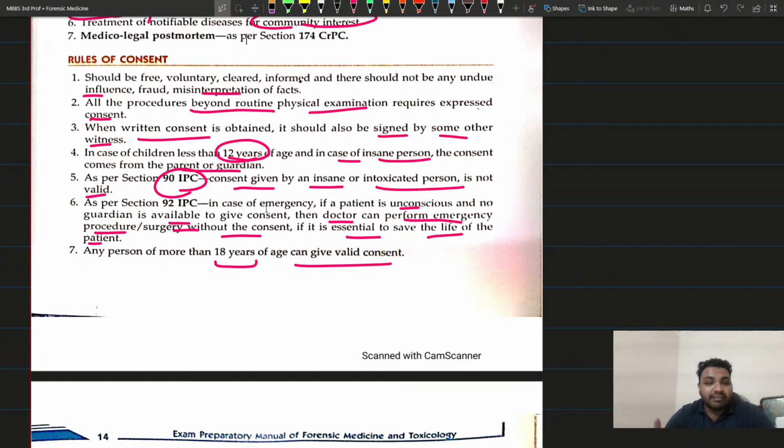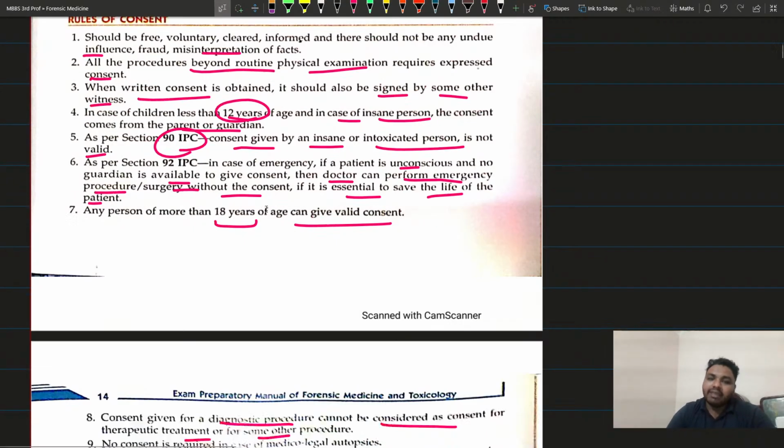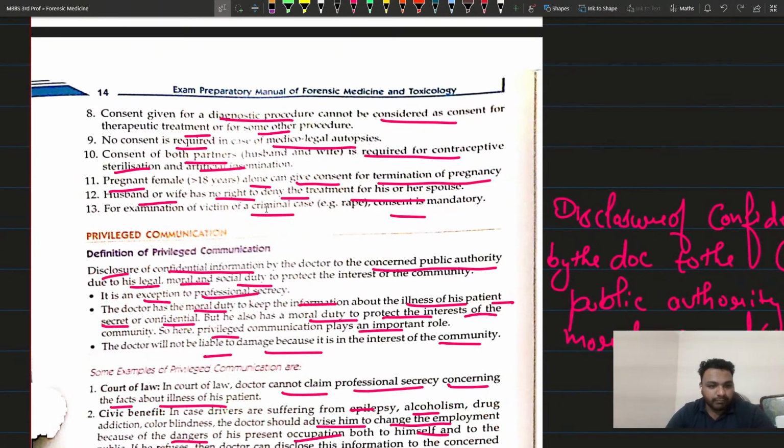In case of children less than 12 years of age, or an insane person, the consent comes from the parents or guardian. As per Section 90 IPC, consent given by an insane or intoxicated person is not valid. In case of emergency, if the patient is unconscious and no guardian is available to give consent, the doctor can perform emergency procedures or surgery without consent. It is essential to save the life of the patient. Any person more than 18 years of age can give valid consent.